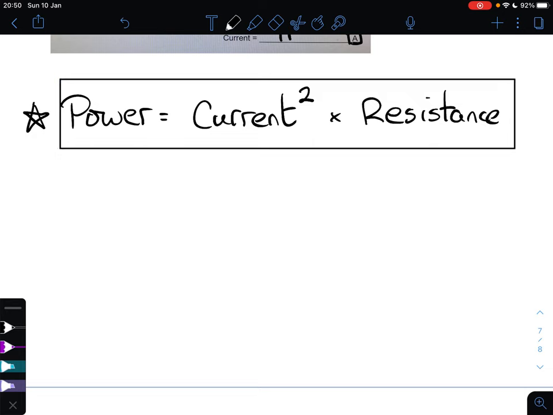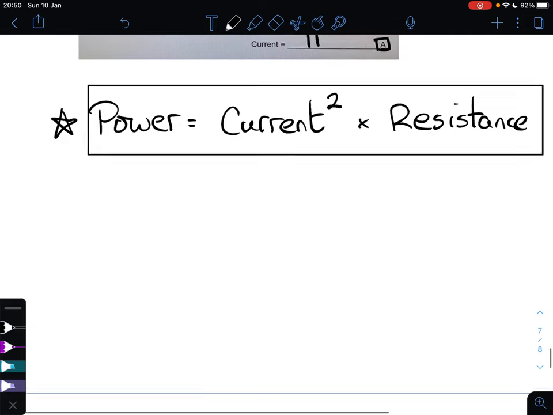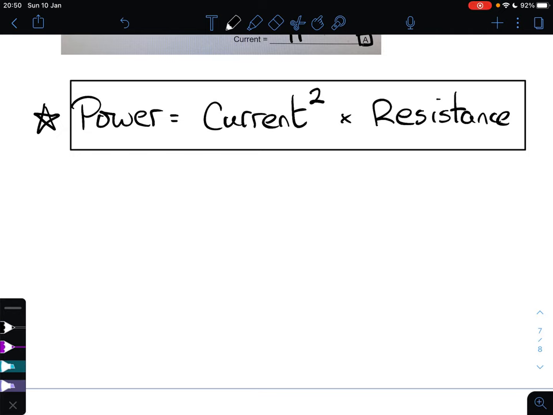occasionally, and it sometimes comes up on the multi-mark one, like a 5-mark question where you have to get from one type of equation to another. So it really is kind of pushing it a bit. Algebraically, it's written as P is equal to I squared R.